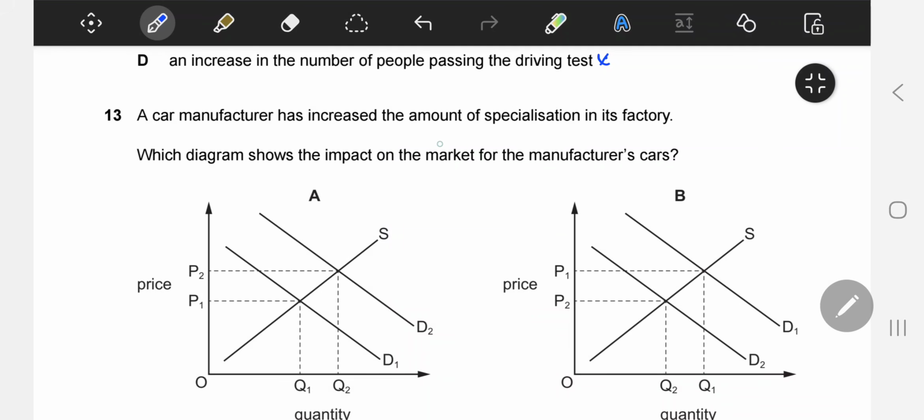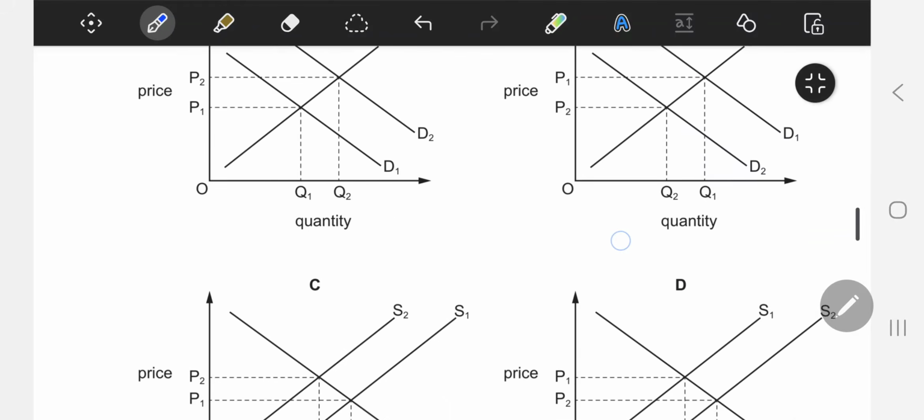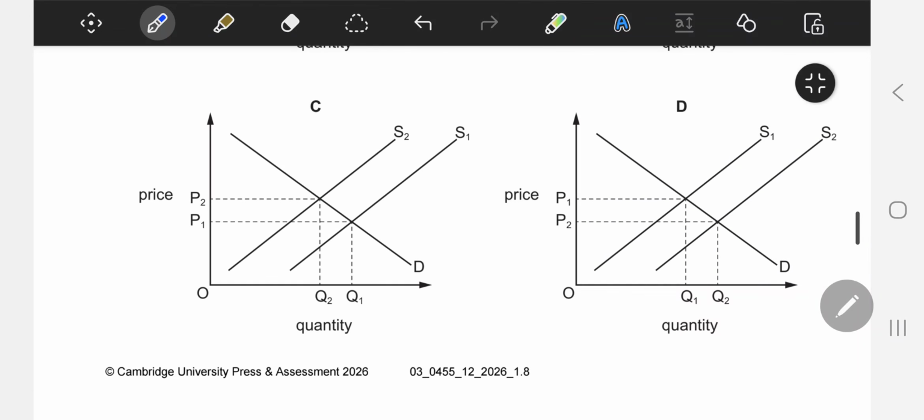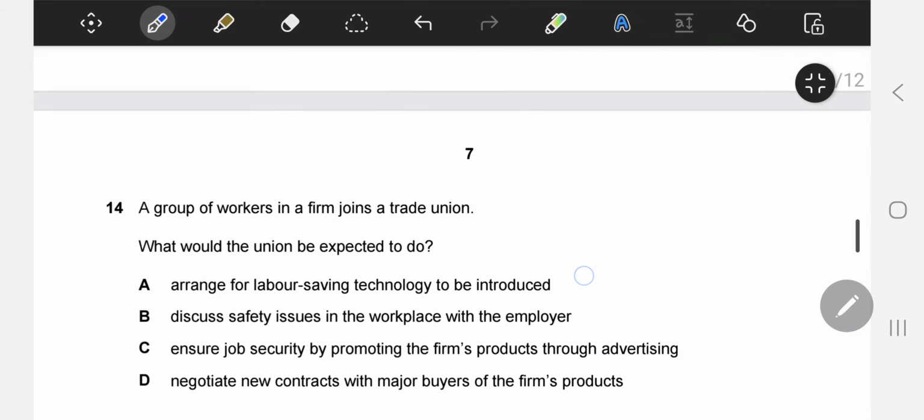A car manufacturer has increased the amount of specialization in its factory. Which diagram shows the impact on the market for the manufacturer's cars? So if specialization has increased, we are expecting the supply curve to shift to the right. Here the demand curve is shifting, so not there, so it should be one of these. And this is the correct one, D, because it's the one showing supply increasing. Specialization increases productivity, and therefore we should have more goods produced and probably at a lower price. Let's move on to 14.